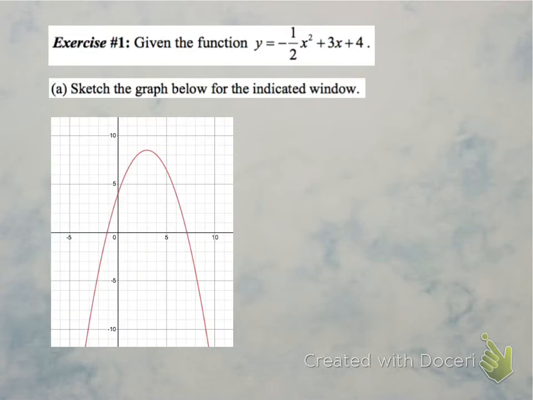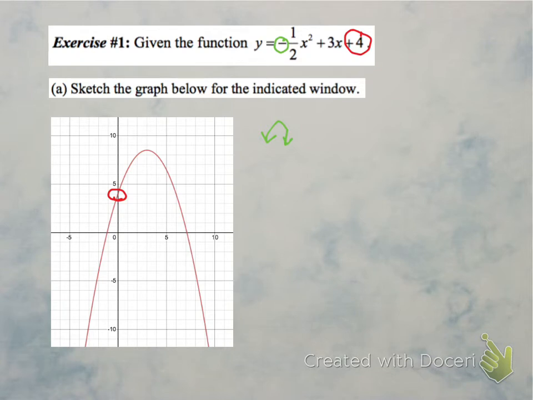All right, so exercise 1. Given this function, y equals negative 1/2 x squared plus 3x plus 4, you are meant to sketch a graph below for the indicated window. Now, I don't have a graphing calculator to pull up here, so I graphed it on Desmos. You can see the negative right here, which makes it concave down. And then some other things that we can see about the graph. This plus 4 right here is my y-intercept right there.